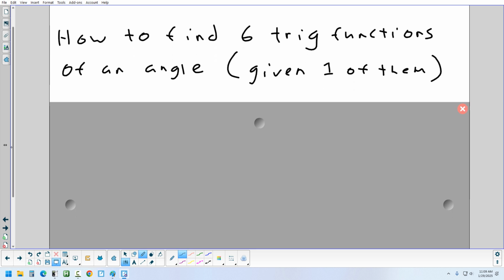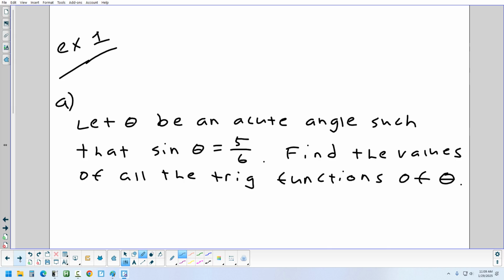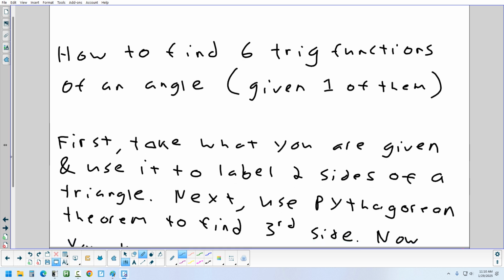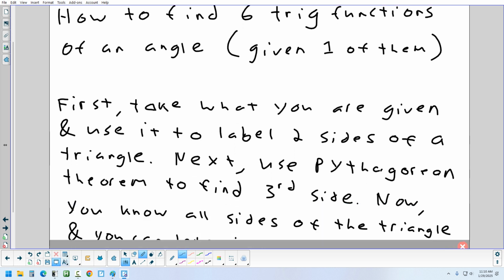So how do you find all 6 trig functions if I give you one of them like that? Well, if I tell you that the sine of something is 5/6, what 2 sides have I just told you? Yeah? I've told you the opposite and the hypotenuse. So I've given you 2 sides. Once you know 2 sides in the triangle, how can you get the third one? Yeah? Right, we can just use Pythagorean theorem. And that's basically what that says.